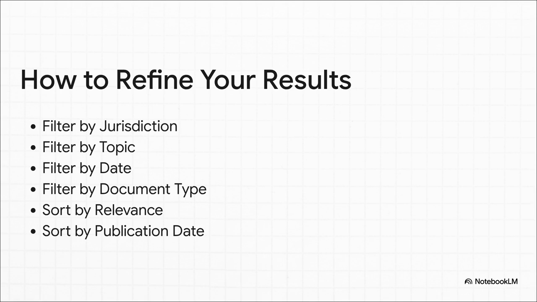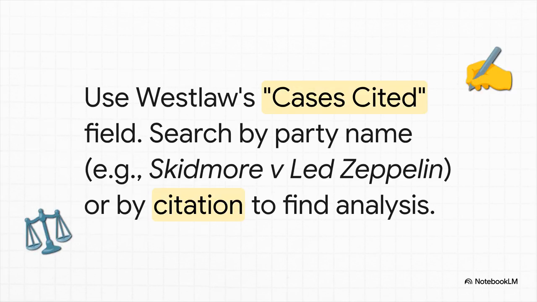Sometimes you want the most relevant articles at the top, but other times you really need to see the most recent ones first. Now, here's a really powerful technique if you're looking for commentary on a specific case. In Westlaw, use the cases cited field. You can search by the party name like Skidmore v. Led Zeppelin, or even the case citation itself. This is the secret to finding articles that specifically analyze that case, often called a case comment or a note.